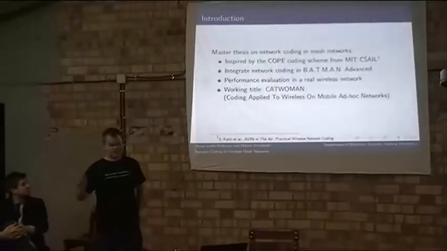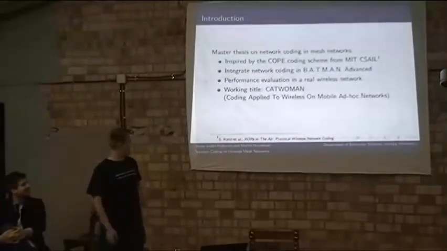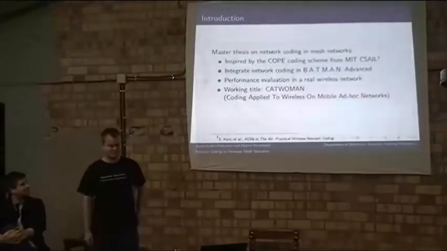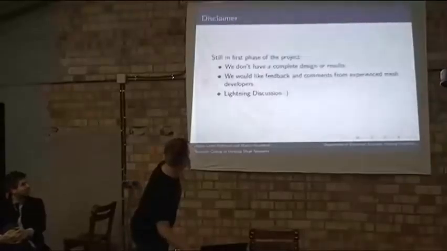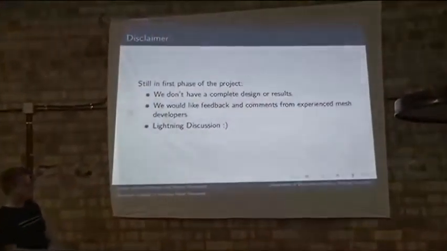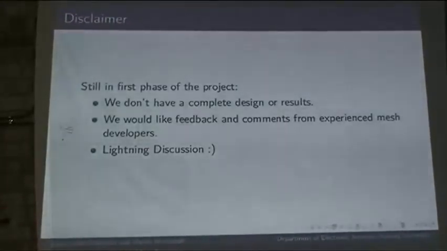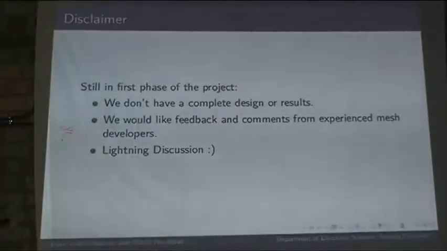And the working title we have right now is CATWOMAN, short for coding applied to wireless on mobile ad hoc networks. Just a short disclaimer, we're still in the very early phases of this project. We don't have any results to show you, any graphs. We don't even have a complete concept or design of this system. But what we would like is just to put out the idea, have maybe some feedback and some comments from some of the experienced developers that are here. We call it a lightning discussion because this is a lightning talk.